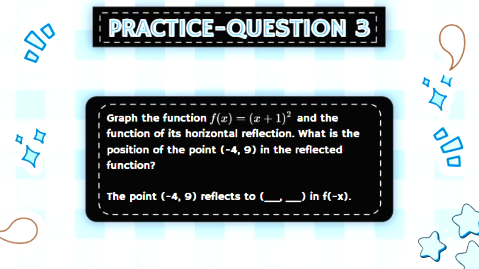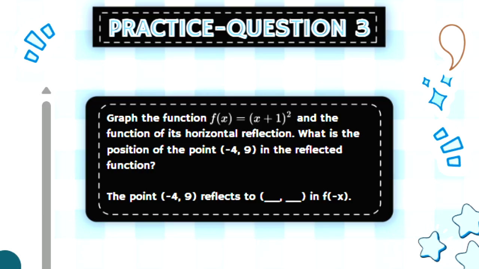Practice question 3, graph the function f(x) is equal to (x plus 1) squared and the function of its horizontal reflection. What is the position of the point negative 4, 9 in the reflected function? Pause the video, figure it out, come back.